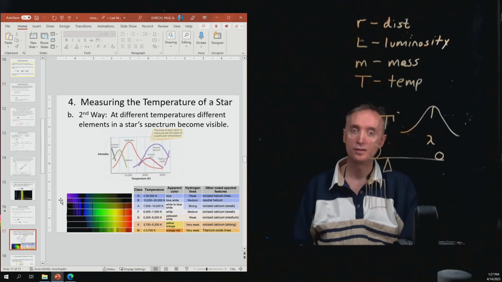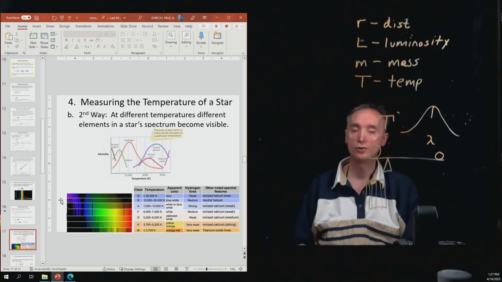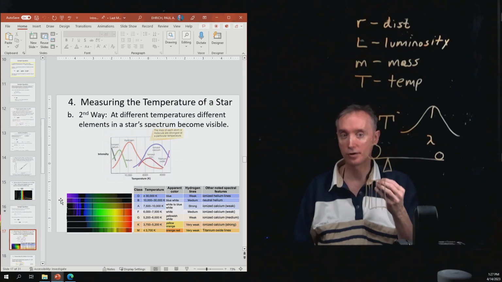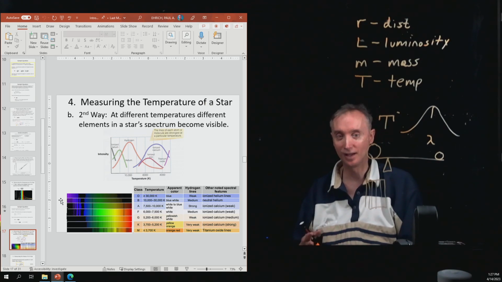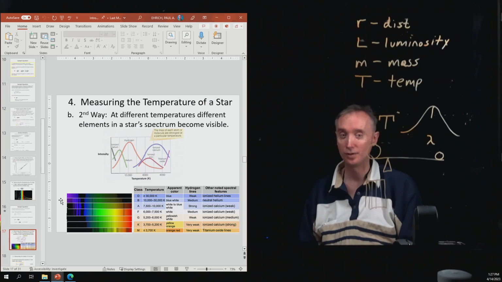Okay, and this one is another way of doing it by noticing which colors are highlighted in the spectrum. That means that there are certain elements in that star that are excited at that particular temperature. What we did was that there were certain letters that went with each of those types of stars. But you're not going to do it. On the exam, don't even worry about this one.